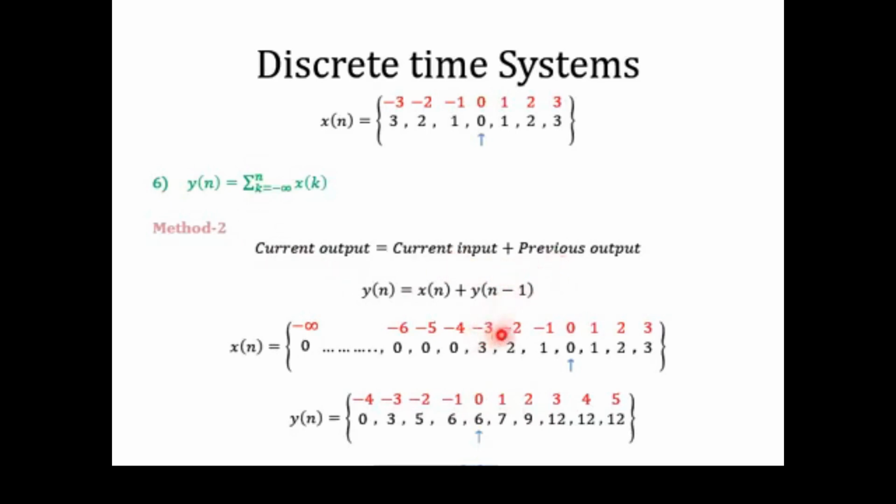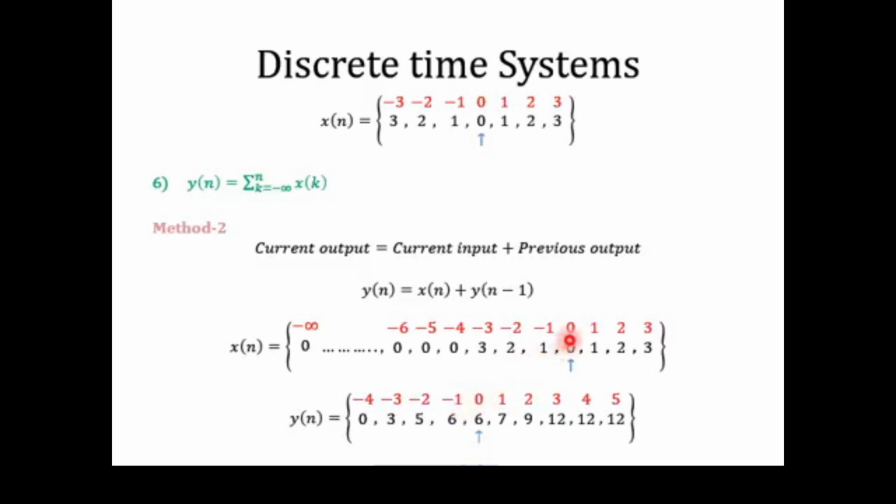So let's start with the minus 3 index value. To calculate the output at minus 3 index, the answer will be simply equal to 3, because before 3 there are all zeros. Now for minus 2 index we have to add two values, the current input value which is 2 and the previous output value which was 3. So 3 plus 2 will be equal to 5 at minus 2 index. Now for minus 1 index the current input value is 1 while the previous output value was 5, which was the summation of these two samples. So 5 plus 1 is 6 at minus 1 index.